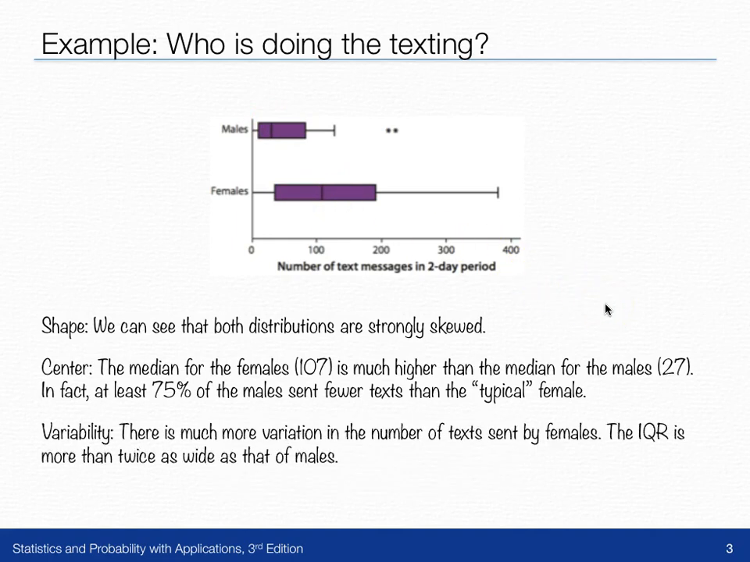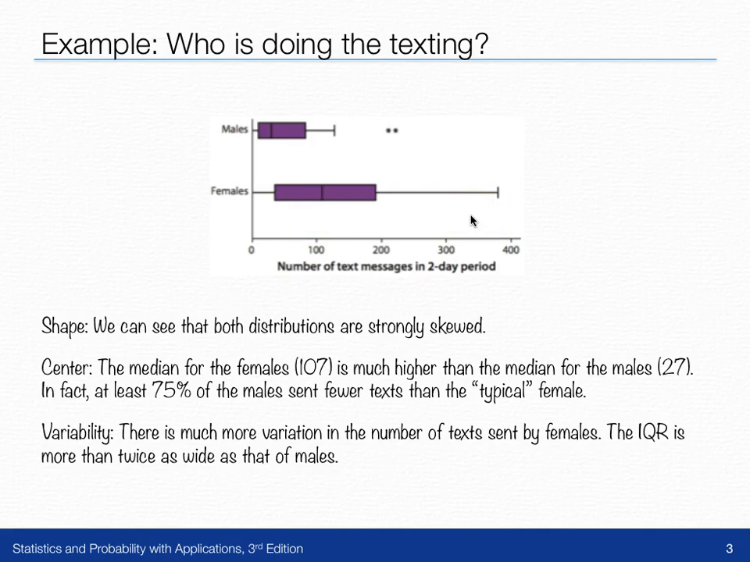As for variability, we can see from the box plot there's a lot more variability in the female distribution than there is in the male distribution. Even if we included the outliers in the male distribution, the females would still vary by quite a lot more.